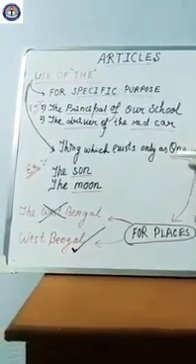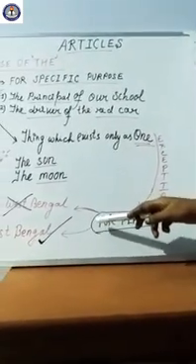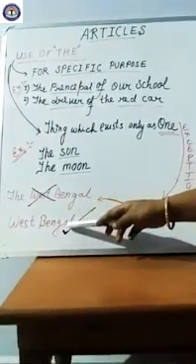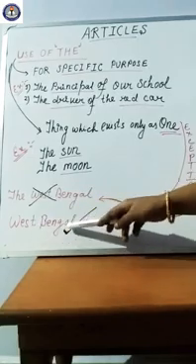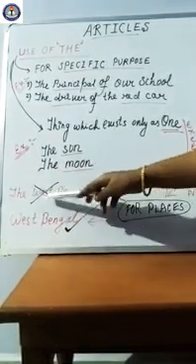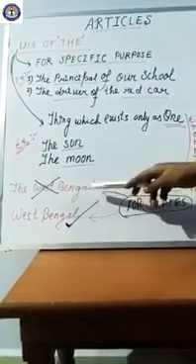And there are some exceptions here also. For places we cannot use The, such as West Bengal. We only write West Bengal. We don't write the West Bengal. If we write the West Bengal, then it will be wrong. Okay. So clear?